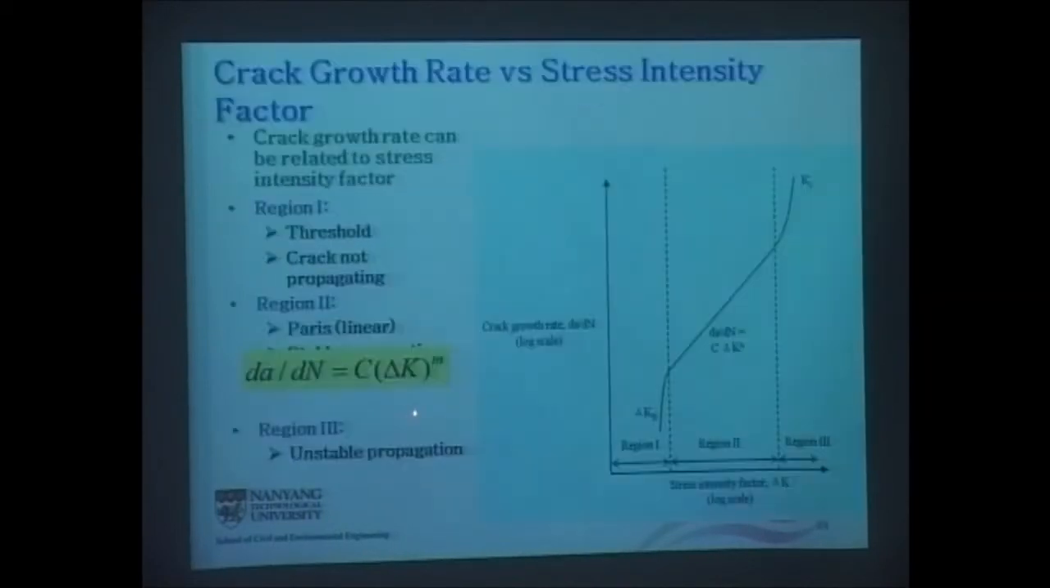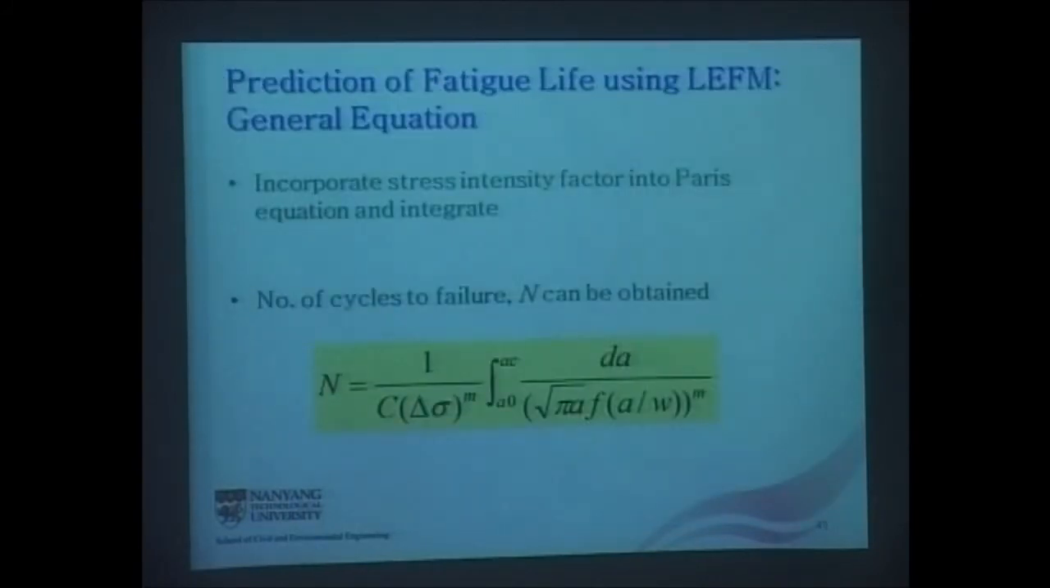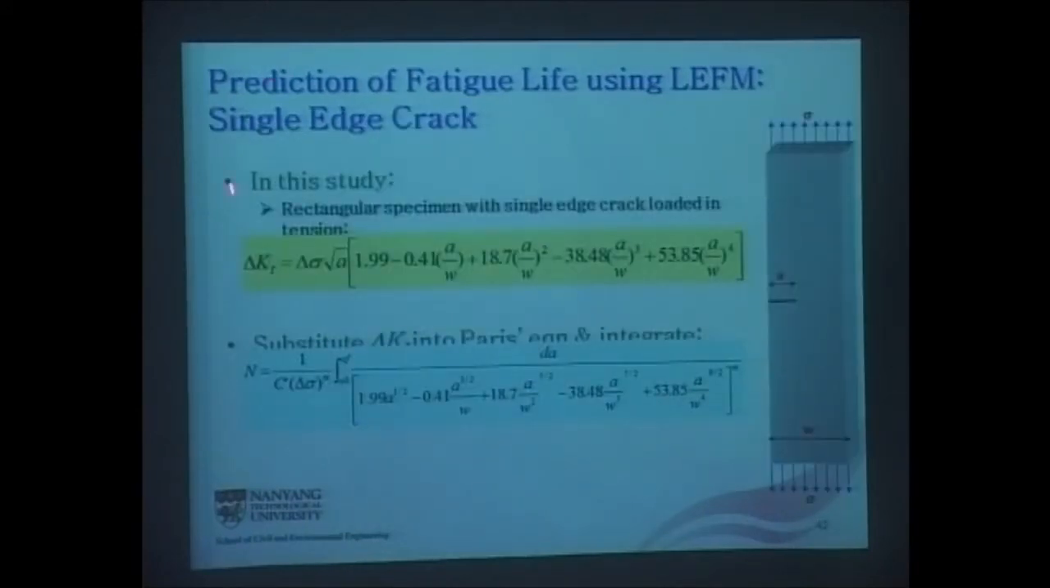Okay, then this is the region. It's not good for picking up this initiation, but it's good for this, the Paris region, the Paris equations. Until here is the critical stage, which we can pick up experimentally very well. Okay, so we actually put this together, all right, and then by substituting the K in, we integrate, we can find the number of cycles. And then in this study, these are the parameters that we built in for the rectangular single cycle loaded in tension.